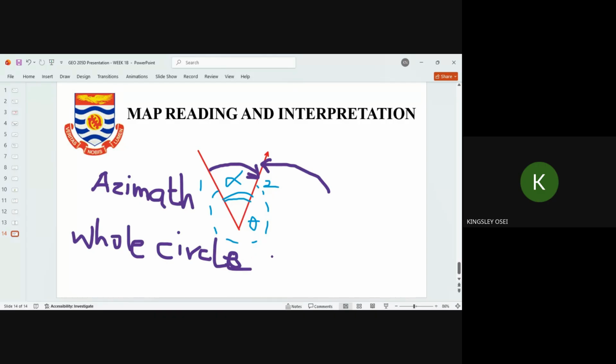Whole circle bearing. The bearing is spelled B-E-A-R-I-N-G. So there we don't talk of north, of south, of east. No, when you are dealing with the azimuth. So sorry, my azimuth is wrong. This one is U, it's not A. So when you are dealing with those circles, it is dealing with azimuth.